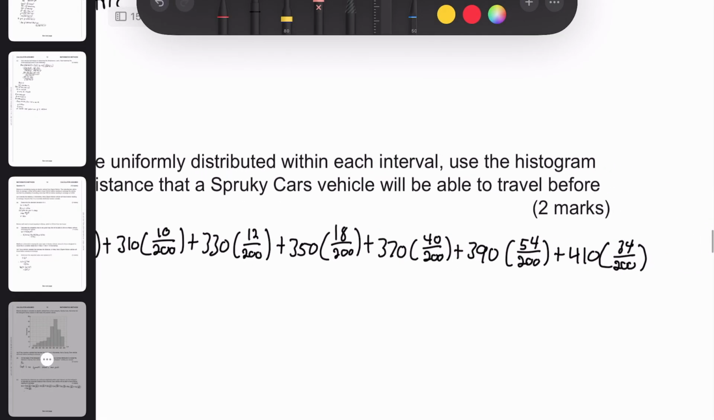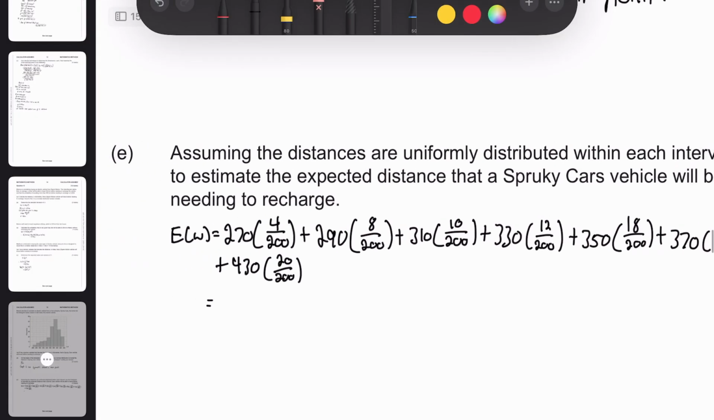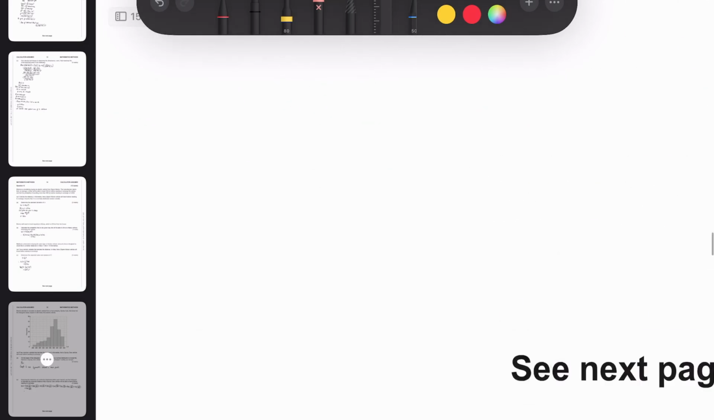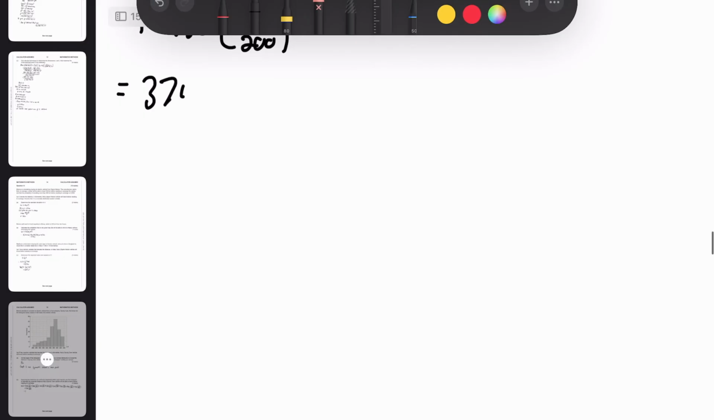Alright, 200 plus 350 times 18 divided by 200, 370, 40, 390, 54, 410, 200 plus 430 times 20 divided by 200. And then we get 375.8. Alright, just like that.